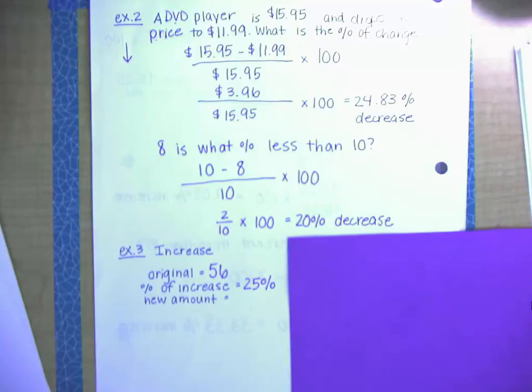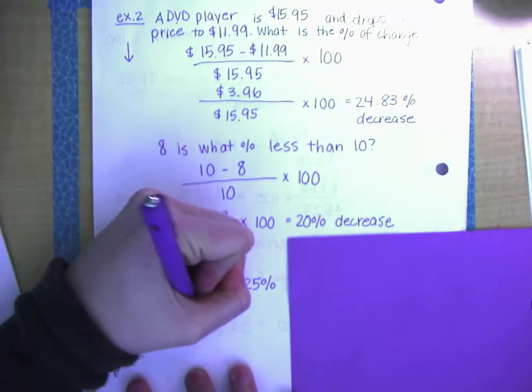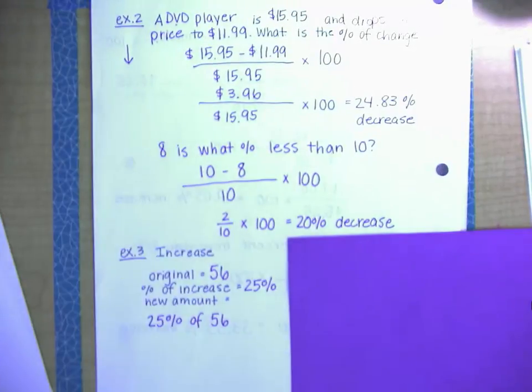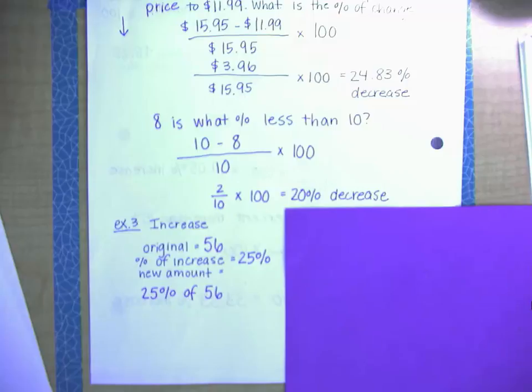Okay, so when we're solving this, the first thing we need to do is find what is 25% of 56. Okay? Now you can use the proportion, but there was another way that we could find 25% of 56 that might be a little bit easier. What was that, Daniel?